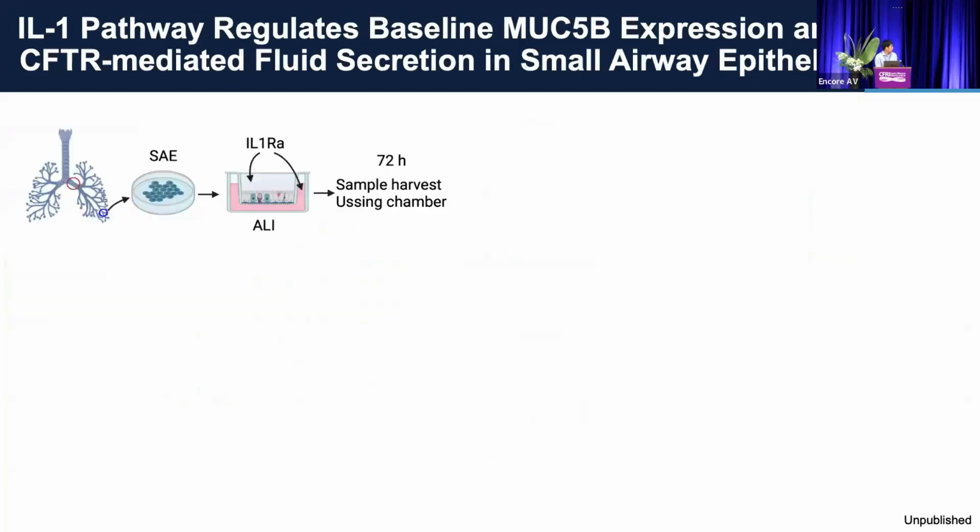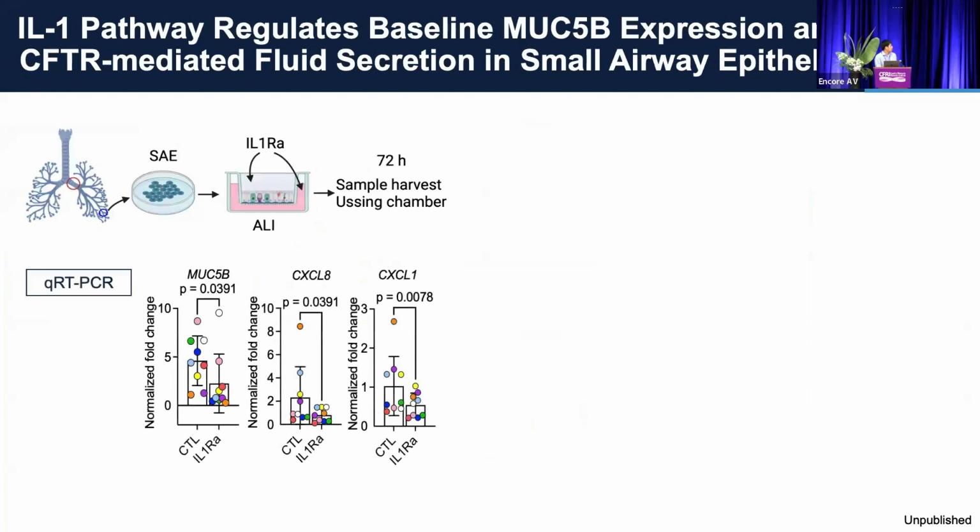To test this hypothesis, we added IL-1 receptor antagonist to the small airway cell culture, and then looked at MUC5B and also IL-1 pathway downstream gene expression. And this gene expression is reduced by IL-1 receptor antagonist even at baseline. So this suggests the IL-1 pathway is already pre-activated in the small airway cell cultures.